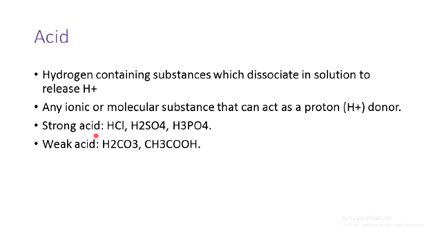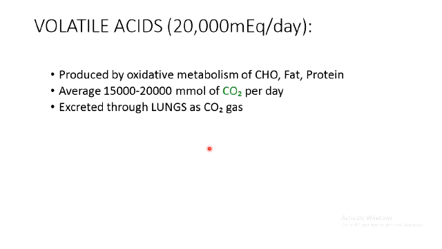There are two types of acids: strong acids and weak acids. The strong acids are HCl, H2SO4, H3PO4, and the weak acids include carbonic acid, H2CO3, and acetic acid, which is CH3COOH. And then comes the variety of volatile acids and fixed acids.